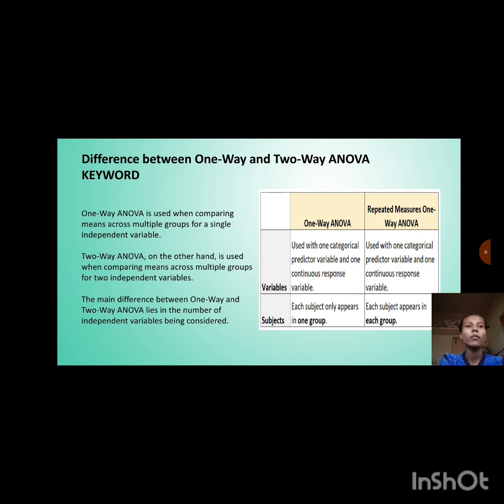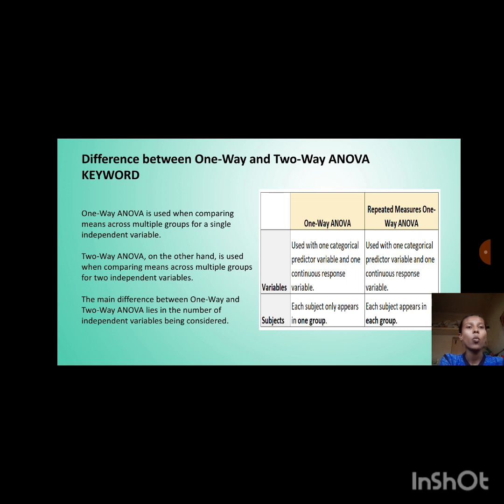The chart of one-way ANOVA and two-way ANOVA. Difference between one-way and two-way ANOVA. One-way ANOVA is used when comparing means across multiple groups for a single independent variable. Two-way ANOVA, on the other hand, is used when comparing means across multiple groups for two independent variables. The main difference lies in the number of independent variables being considered.